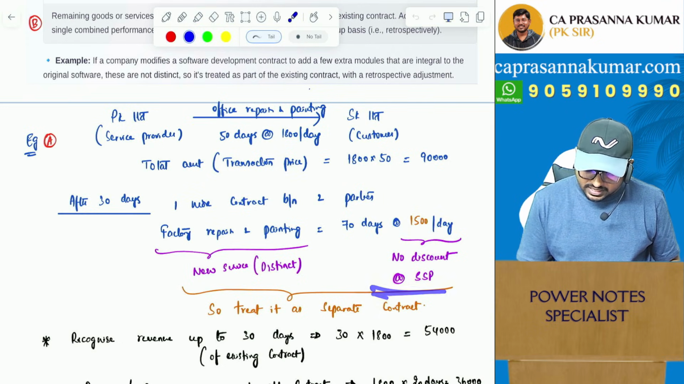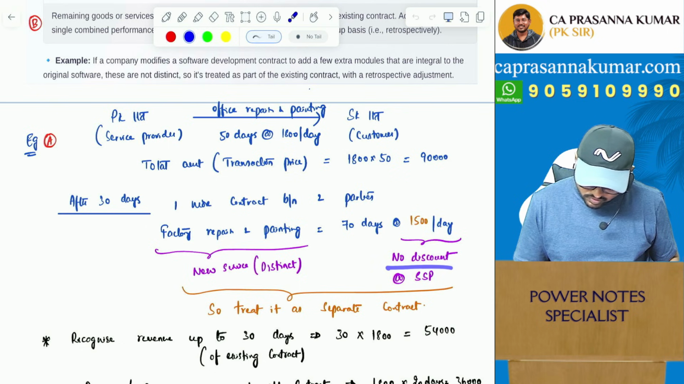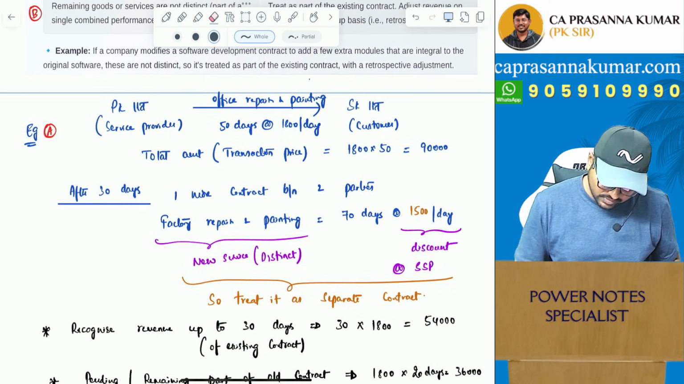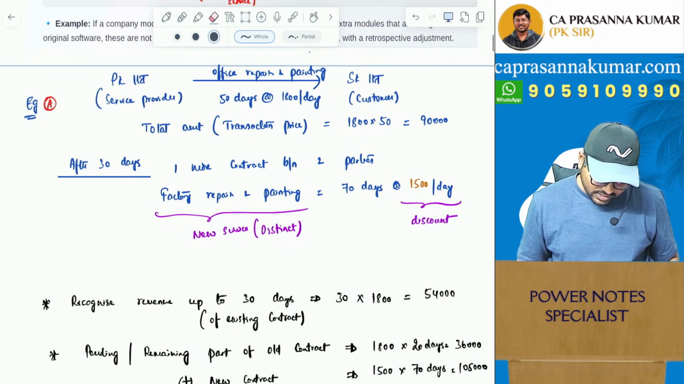It is not SSP, it is at a discount, because you have already done one contract and now the new contract is at a discount. So at a discount, right? Sorry for that, discount. Okay, so can I treat it as a separate contract here? No.